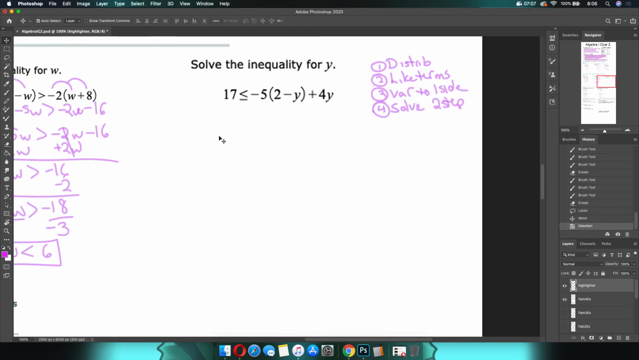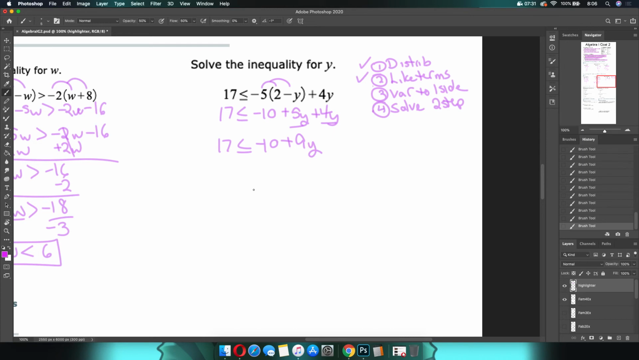All right, so first things first, we got to go through our to-do list. What do we have? We have distribution first, so we're going to do that. So 17 is less than or equal to negative 10 plus 5y plus 4y. Done. Okay, next up, like terms. So 17 less than or equal to negative 10 plus 9y. So far, so good.